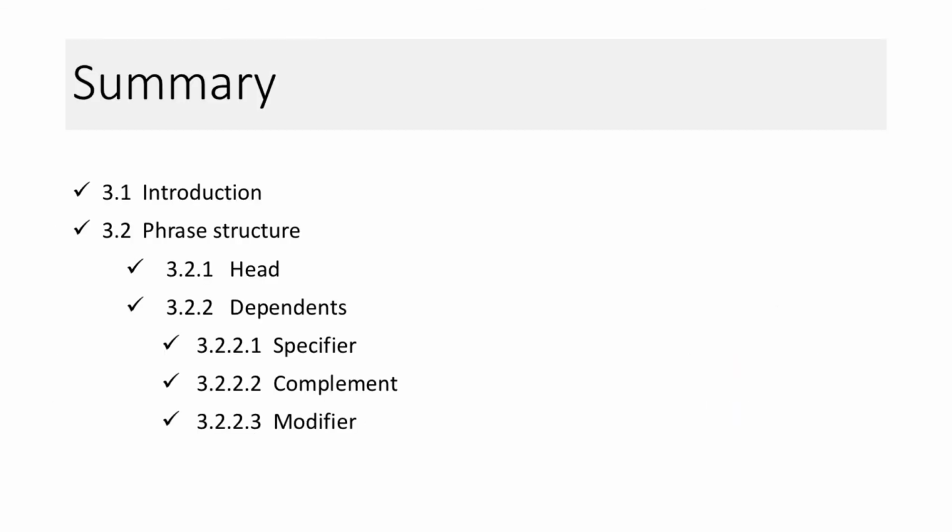To sum up, in this video, we have discussed phrase structure. Essentially, a phrase always has a head. In addition to the head, there may be other dependents like specifier, complement, and modifier. Each of them has different restrictions on their occurrences.